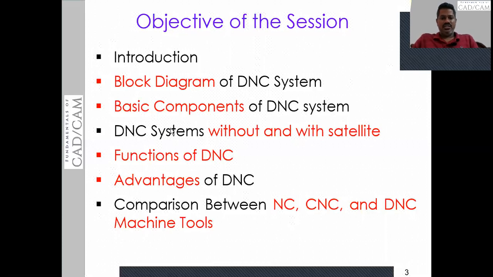We will also see the different types of DNC systems. There are two types basically, with satellite and without satellite. We will discuss them with diagrams. Then we discuss the advantages of DNC. Then we will try to compare NC, CNC and DNC machine tools.